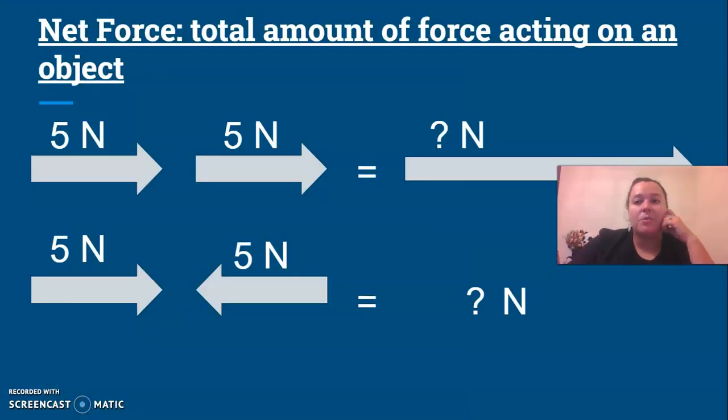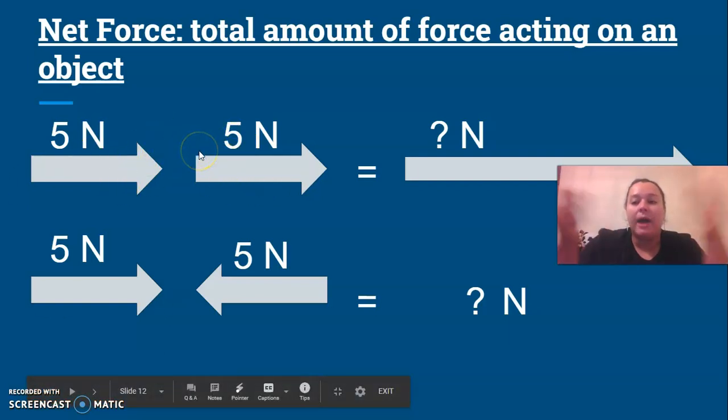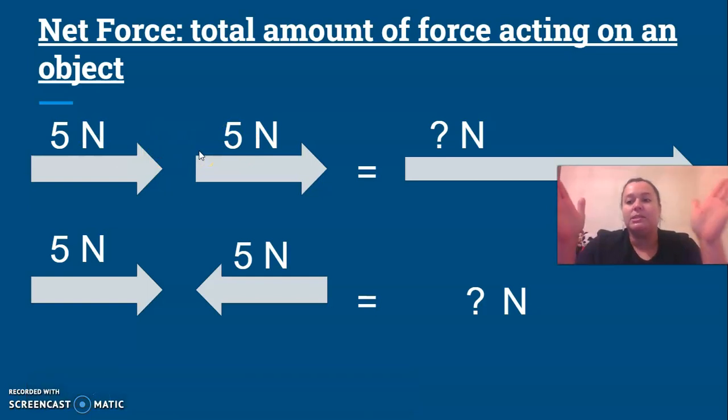All right, so we can figure out the total amount of force, or the net force. The way you do this is, if the arrows are going in the same direction like these two, you add up the two numbers because the force is being applied in the same direction. So what would be your answer here? If you got 10 newtons, that's right. You add up those two numbers because the arrows are going in the same way.